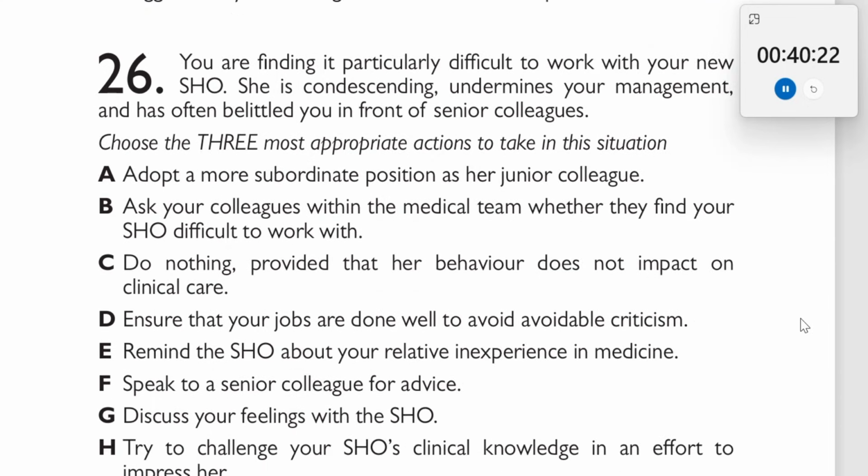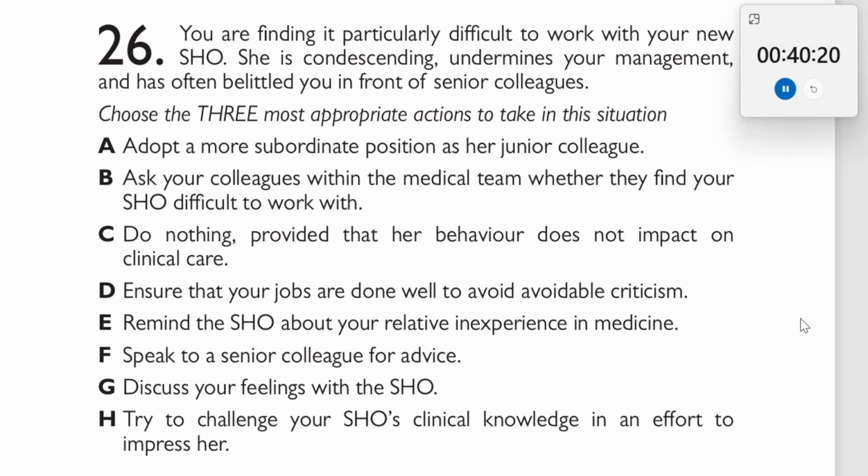Okay, moving to next, 26. You are finding it particularly difficult to work with your new SHO. She is condescending, undermines your management, and has often belittled you in front of your senior colleagues. So select the best three options.